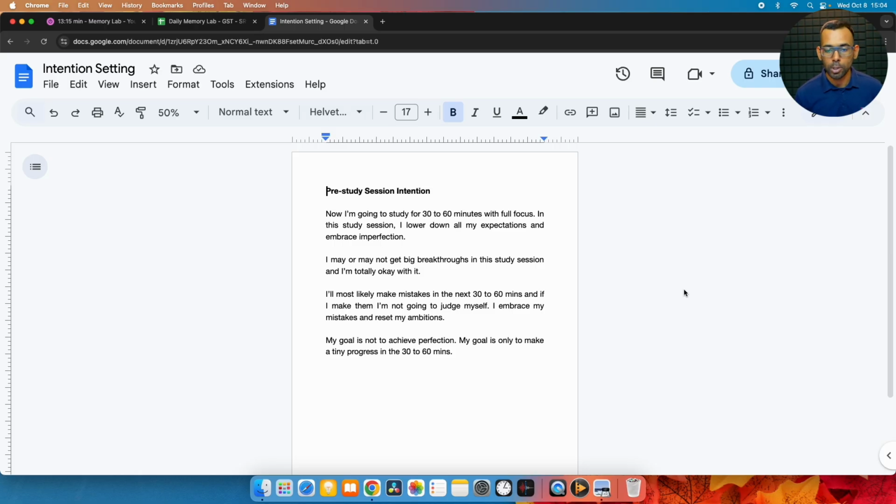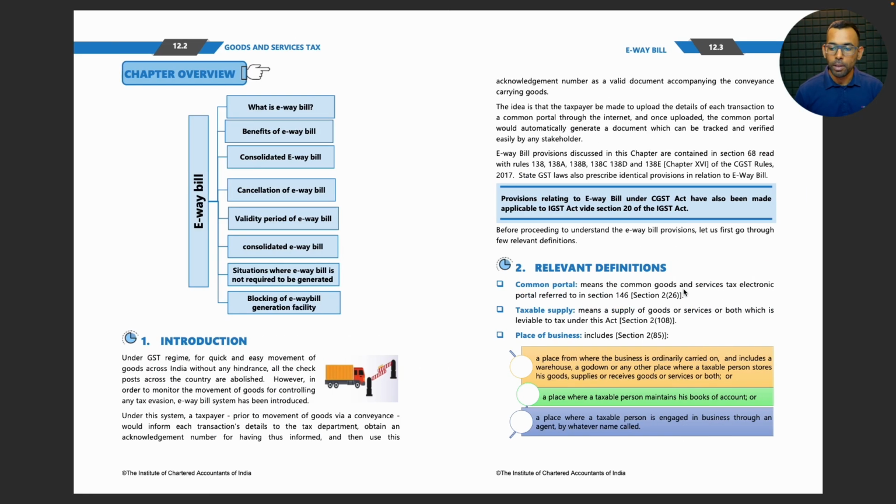With that said, let's go to the first topic, which is the first 8 pages of e-waybill. This introduction portion is again covered in the subsequent segment, so I'm directly starting from topic number 2, relevant definitions. Common portal means the common Goods and Services Tax electronic portal referred to in section 146, the common GST portal. Next, taxable supply means a supply of goods or services or both which is leviable to tax under this Act, section 2, clause 108. We will see this definition later on.